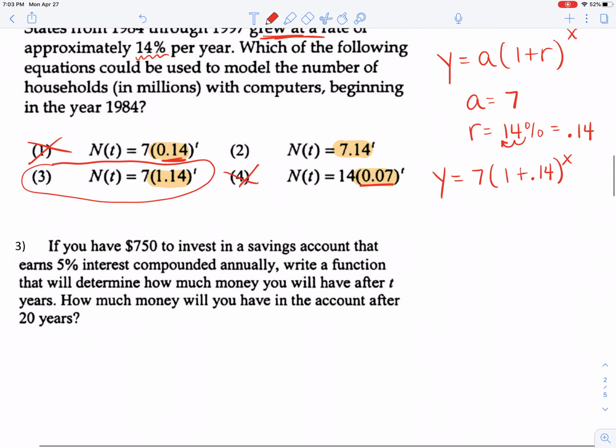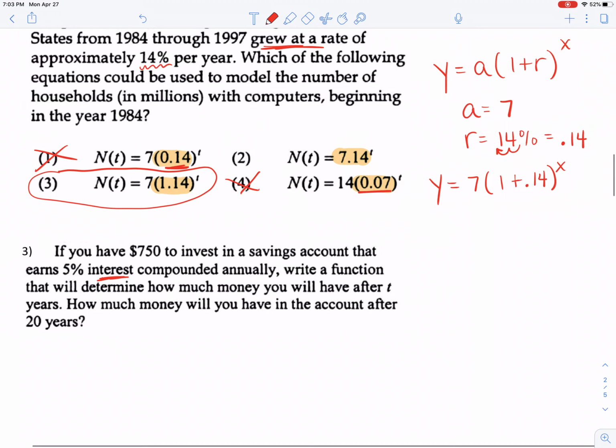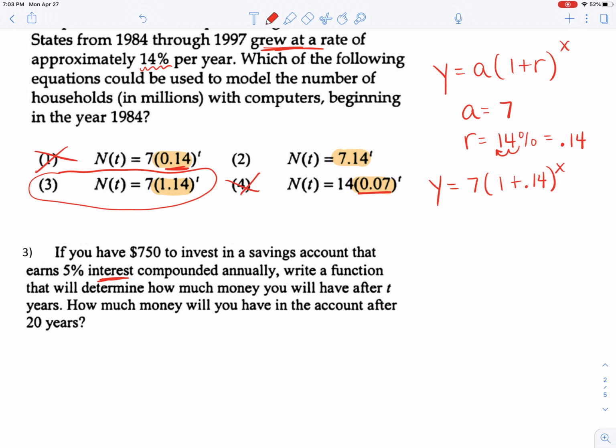Number 3. If you have $750 to invest in a savings account that earns 5% interest compounded annually, write a function that will determine how much money you will have after t years. Then we're going to use the equation. So if we're talking about investing money in a savings account with interest, are we going to use the growth equation or the decay equation? Growth. So again, I'm going to use the same equation as in the last question.